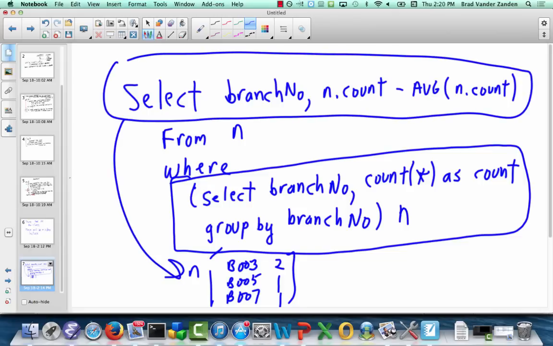Well, does anyone remember why this is an error? Why this is an invalid query? It's an aggregate.